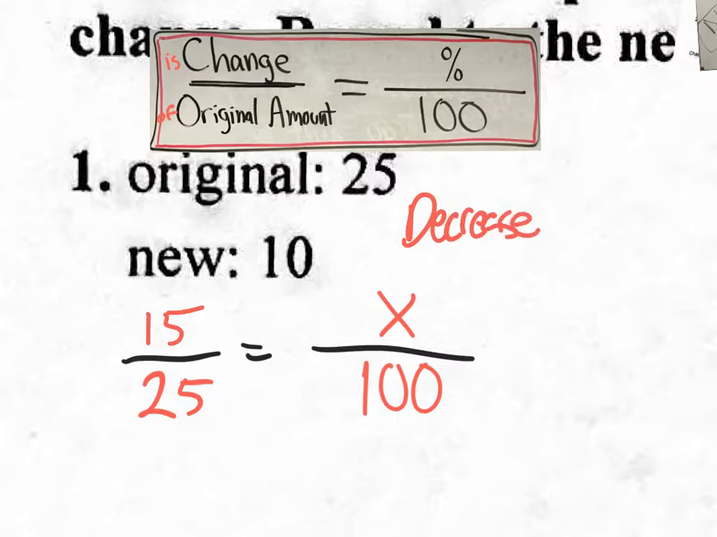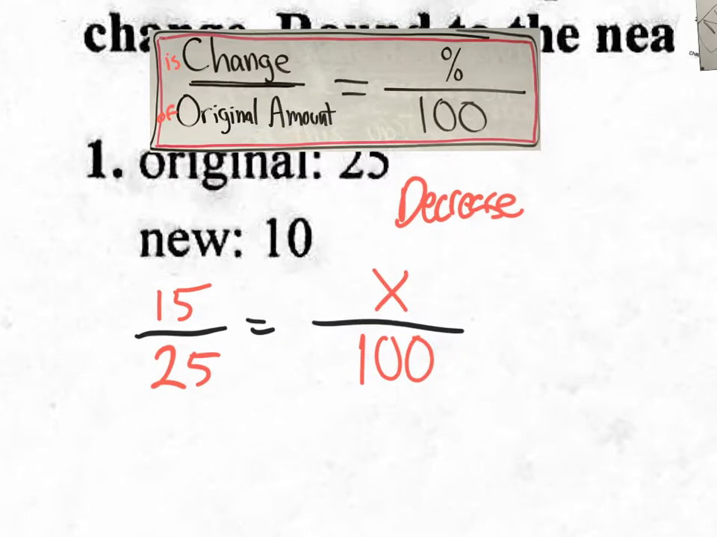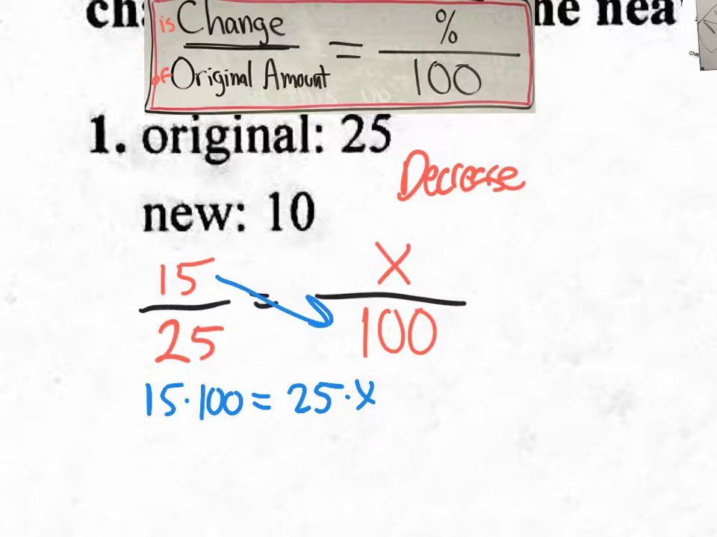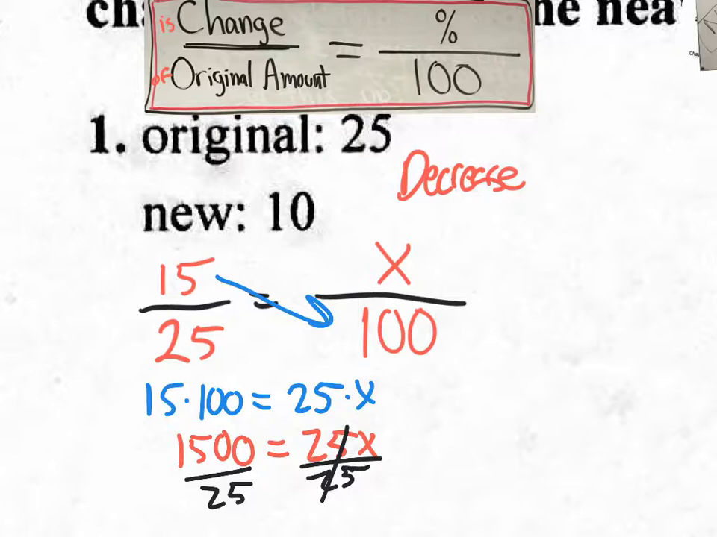So it does ask you for a percent increase or decrease. Let's figure out what the percent increase or decrease is. This is how to set it up, guys. So let's cross multiply. 15 times 100 equals 25 times x. So 15 times 100, that's 1500, equals 25x. So with the calculator, we're going to divide by 25, and you'll get x equals 60 with the calculator.